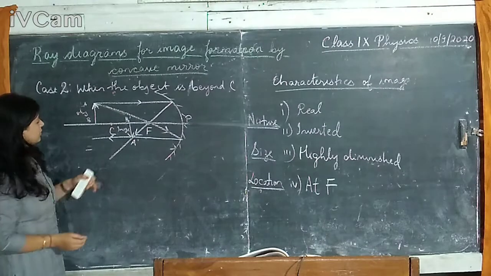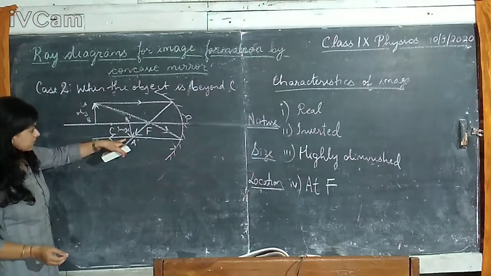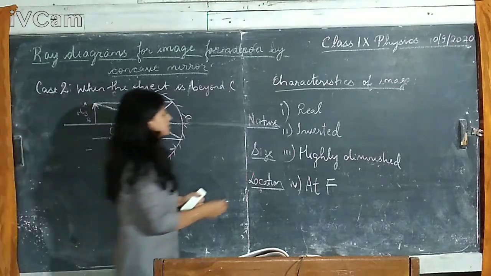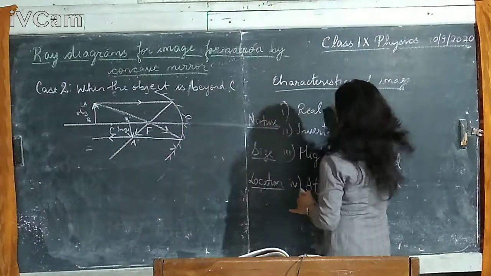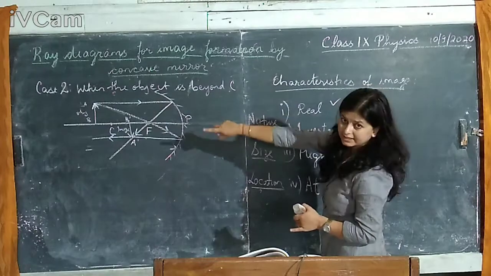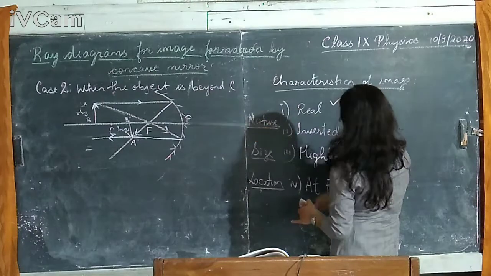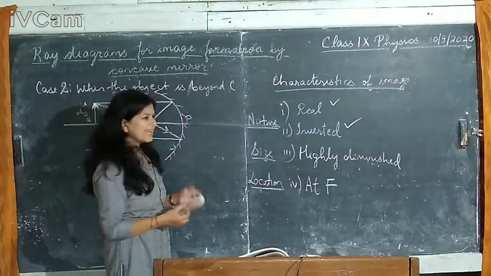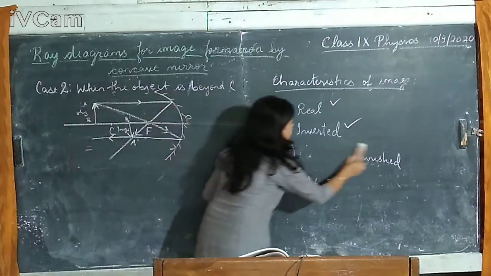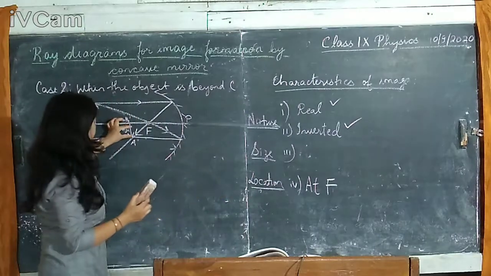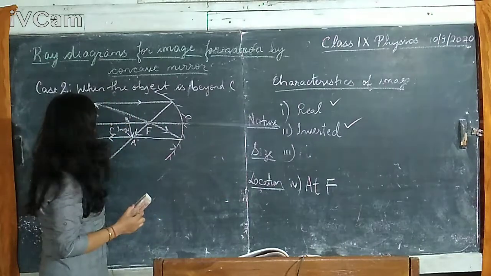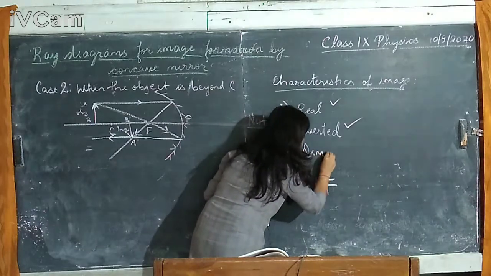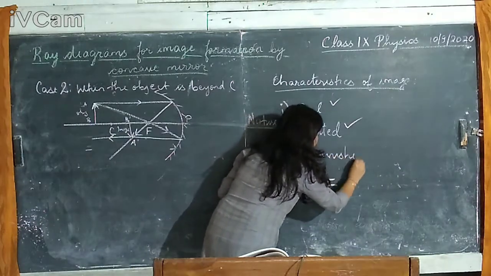Alright. Now if you look at this image, we can easily write the characteristics. The rays are actually meeting. So characteristics of the image, it is real. Alright. Now it looks ulta, right? It is inverted. Okay. And we can't say it is highly diminished, but we can say it is diminished, isn't it? If you compare the size of the object and the image, it looks slightly smaller than the object. So it is not highly, but it is obviously diminished.